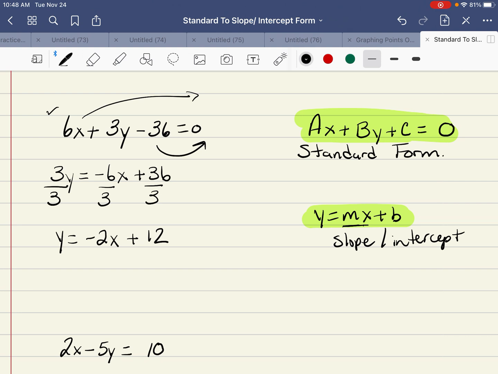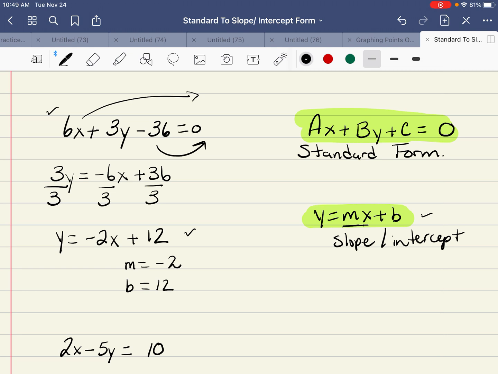So you can see here now, this right here is in y equals mx plus b form, or also known as slope-intercept form. It's the same line. You've got standard form and you've got slope-intercept form. This form here now, it's a little easier to identify the slope, which is going to be minus 2, and my y-intercept, which is 12.